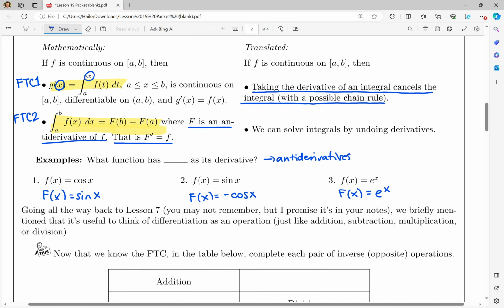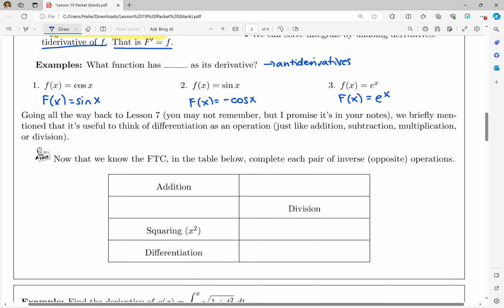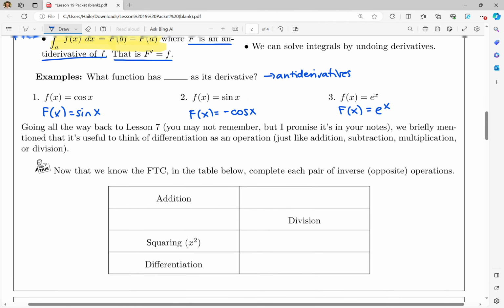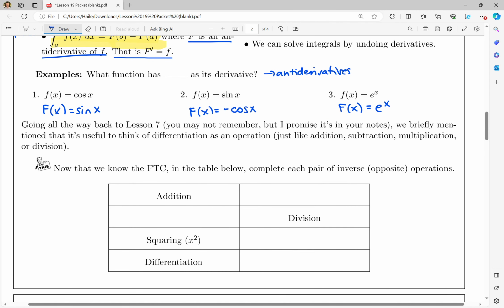Now, going all the way back to lesson 7, you may not remember, but I promise it's in your notes. You can go back and look if you want. We briefly mentioned that it's useful to think of differentiation as an operation, just like addition, subtraction, multiplication, or division. When you view it like this, and you view integrating as an operation as well, then you can relate these two things back to things you already know. It makes more sense as to why certain properties are true or why we can do certain things with them but not other things, because they're just like addition and subtraction.